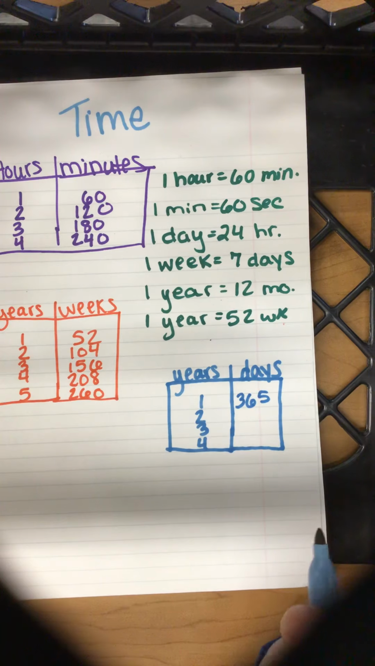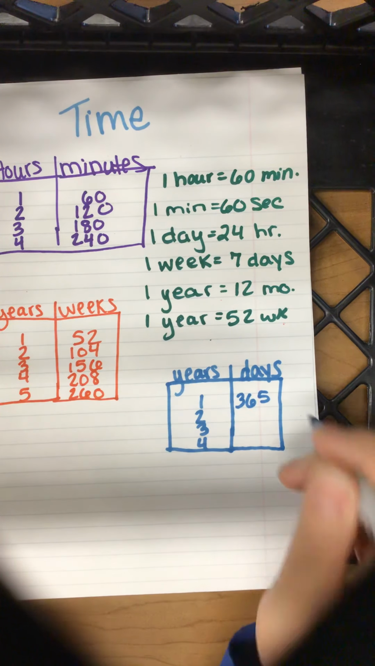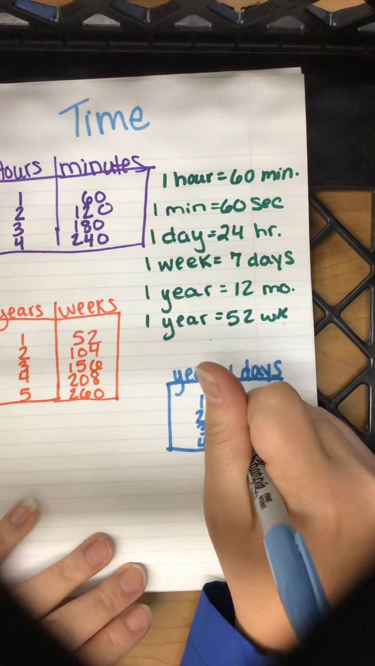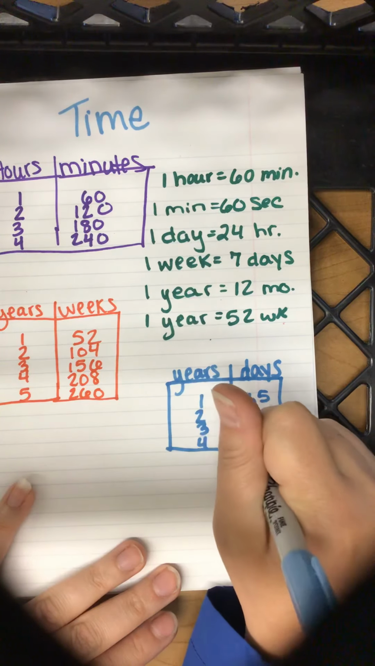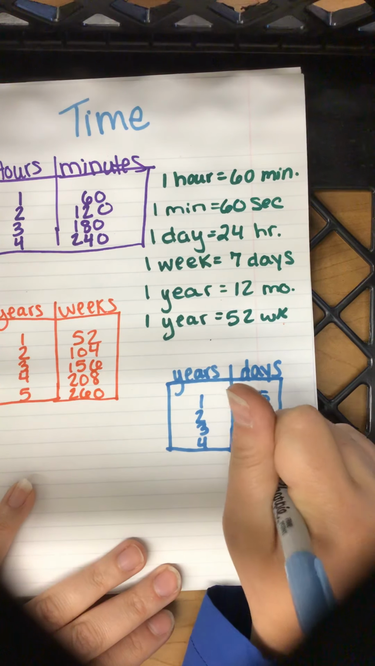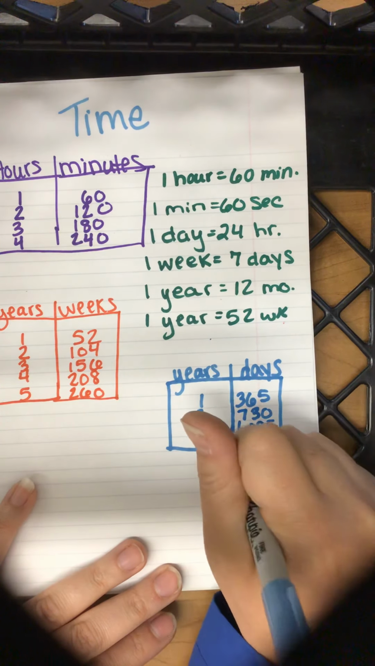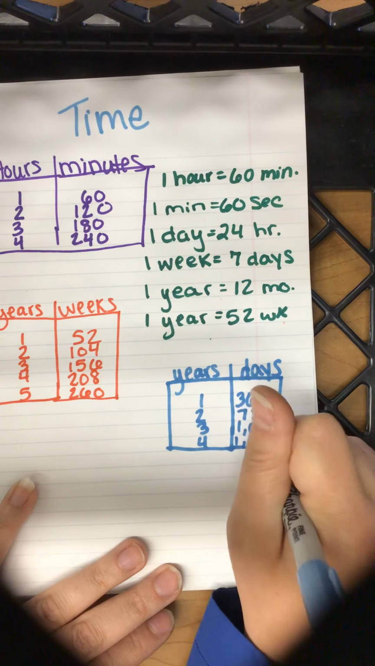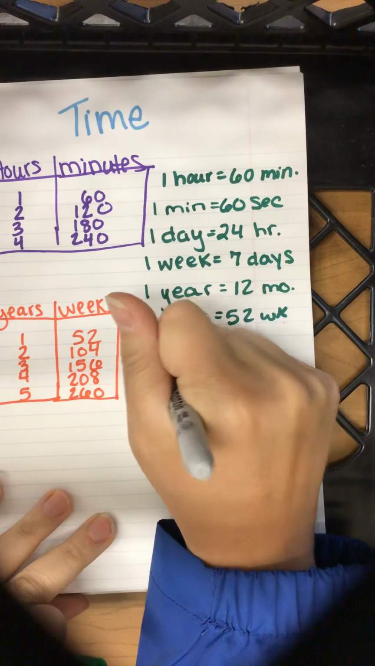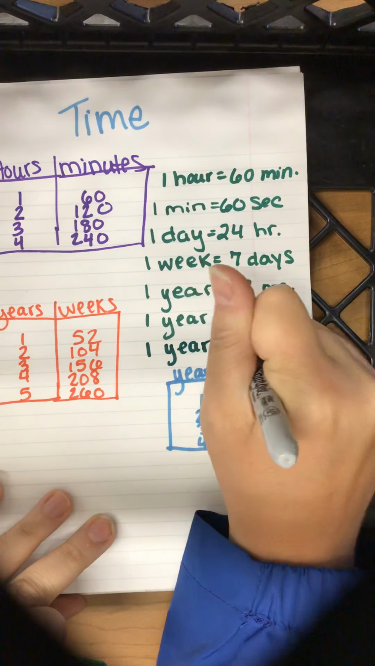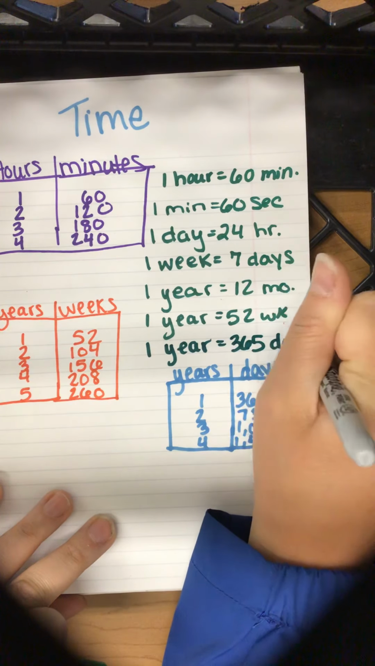So you can already tell these numbers are going to get big pretty quickly. 365 plus 365, 2 years, 730. 3 years, 1,095. And 4 years, 1,461. Okay. And I'm going to add to our chart 1 year equals 365 days.